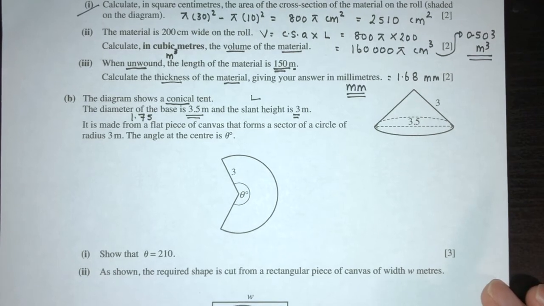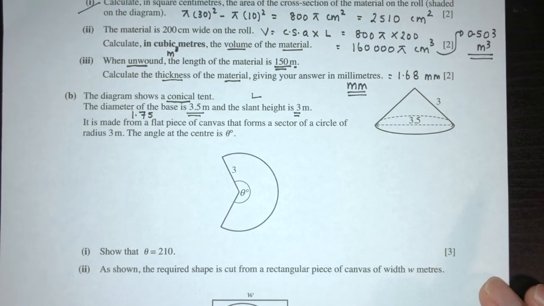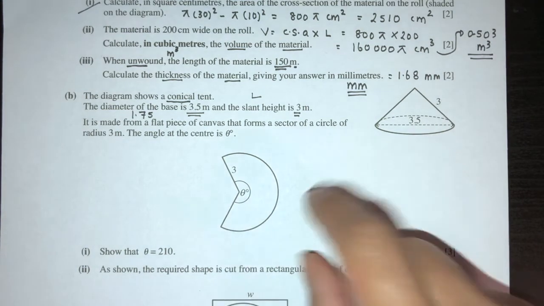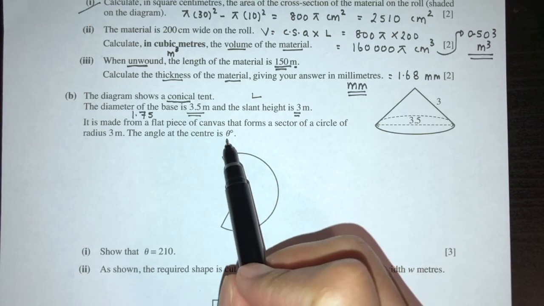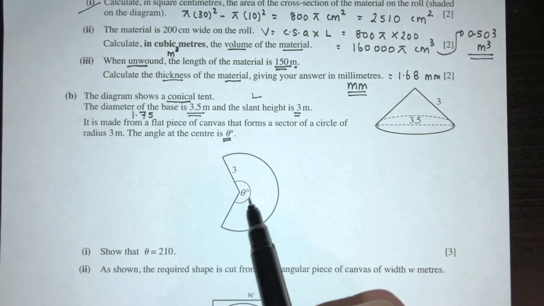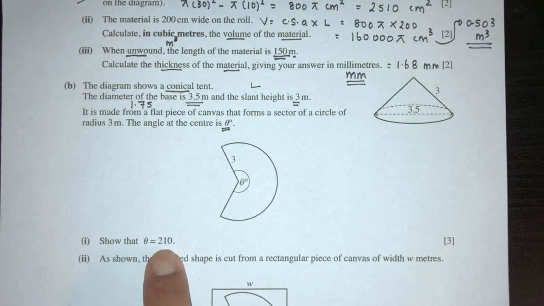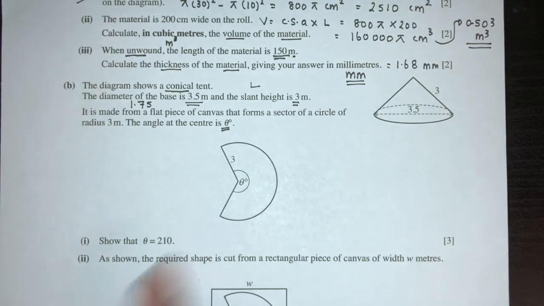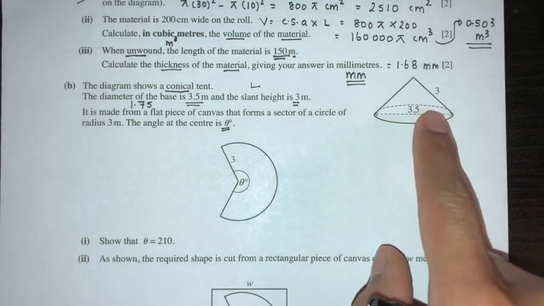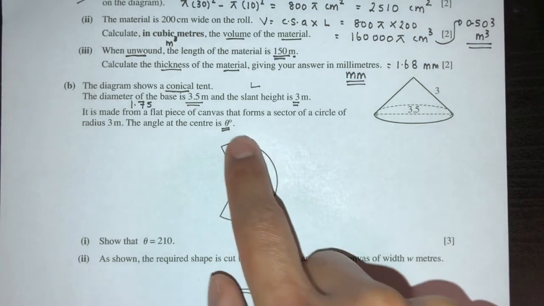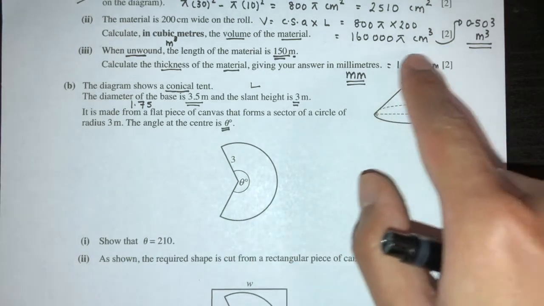Now the question. It is made from a piece of flat canvas that forms a sector of a circle of radius 3. As you can see, this was turned into this, right? Now the angle at the center is theta, this angle here. Question, we have to show theta is equal to this value. So what is common between those two? We use this to make this, which means that the area of the sector has to be the same as the area of the curved surface.